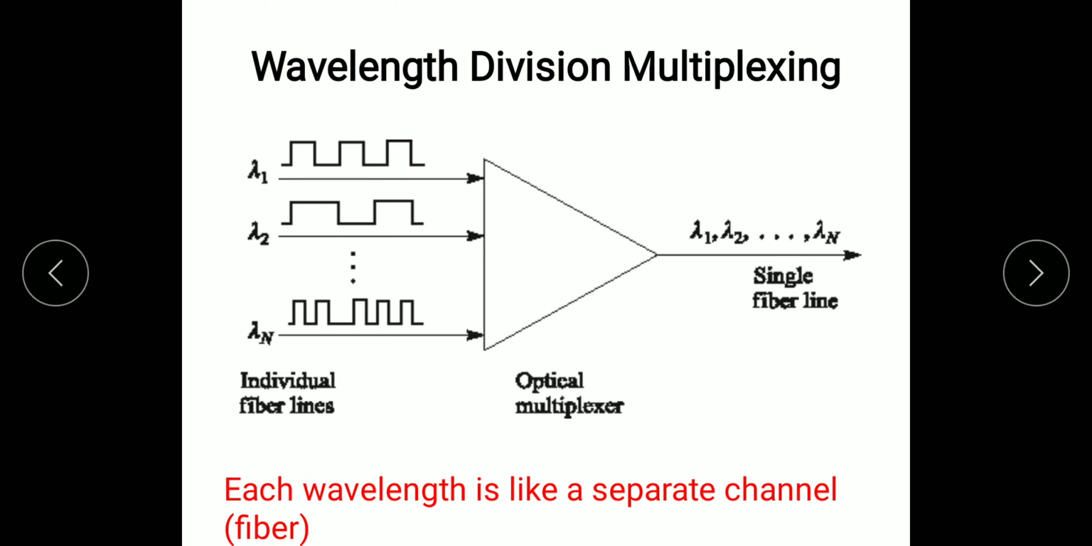See, it is more clear in this diagram. Lambda 1 is having a different wavelength, lambda 2 is having a different wavelength, lambda n can be used as a different wavelength, and all of them can be multiplexed and sent on a single fiber line. So each wavelength is like a separate channel.